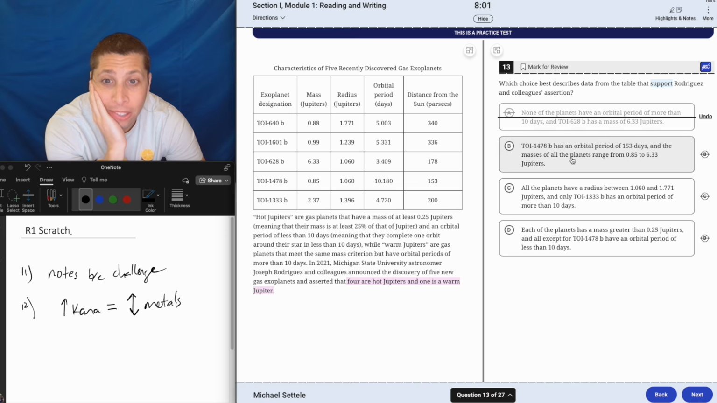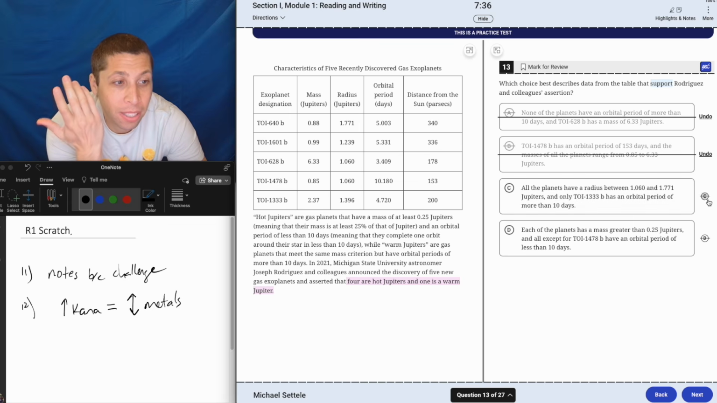So let's just do that first. Let's get rid of some things that have wrong numbers. 1478. 1478 has an orbital period of 153 days. No, it doesn't. All the planets have a radius of between 0.060 and 0.1. Okay. And only 1333 has an orbital period of more than 10 days. It does not.